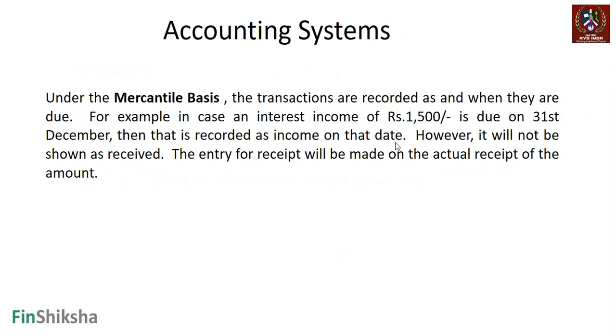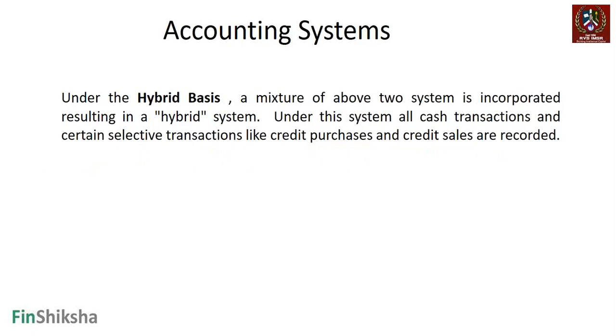Under the mercantile basis, the transactions are recorded as and when they are due. For example, in case an interest income of 1500 is due on 31st December, then that is recorded as income on that date. However, it will not be shown as received. The entry for receipt will be made on the actual receipt of the amount. So usually you find that on the day it is due, it is recorded as an income on that day, and when the receipt is made, you record it on that day. That's what happens in mercantile basis accounting systems.